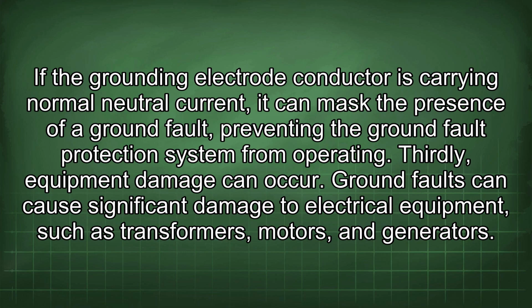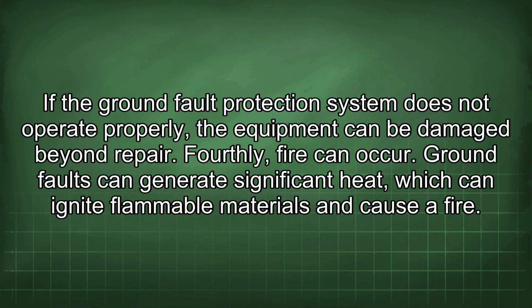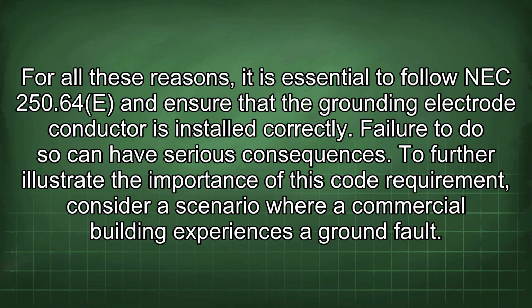Thirdly, equipment damage can occur. Ground faults can cause significant damage to electrical equipment, such as transformers, motors, and generators. If the ground fault protection system does not operate properly, the equipment can be damaged beyond repair. Fourthly, fire can occur. Ground faults can generate significant heat, which can ignite flammable materials and cause a fire. For all of these reasons, it is essential to follow NEC 250.64e and ensure that the grounding electrode conductor is installed correctly. Failure to do so can have serious consequences.